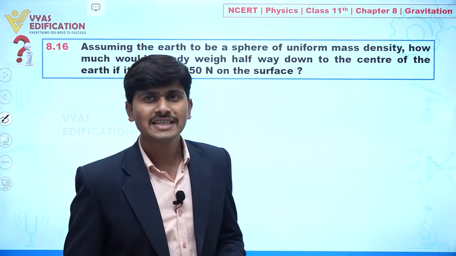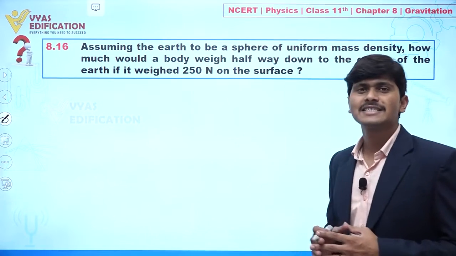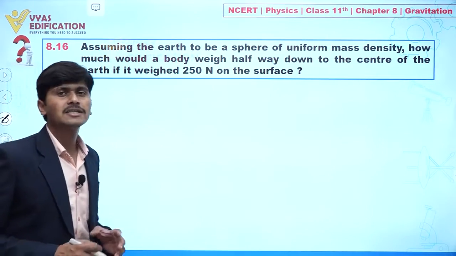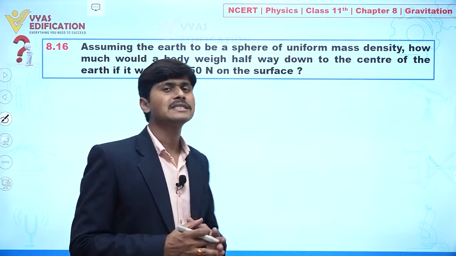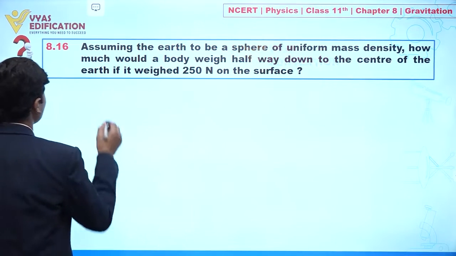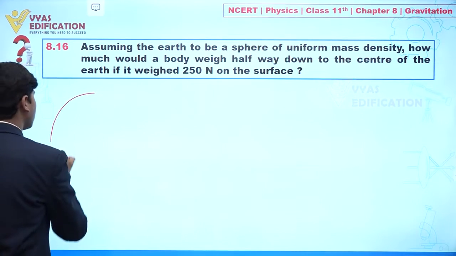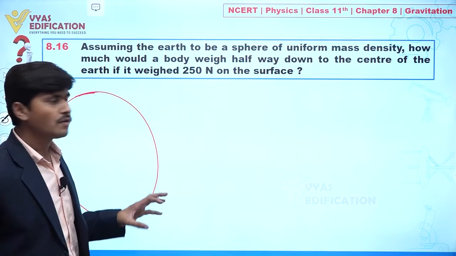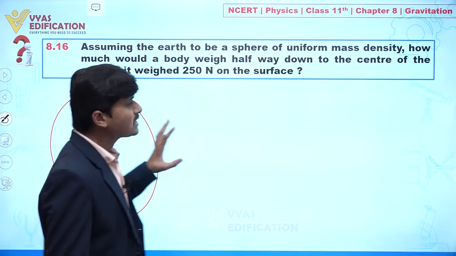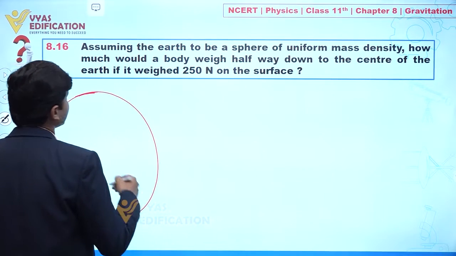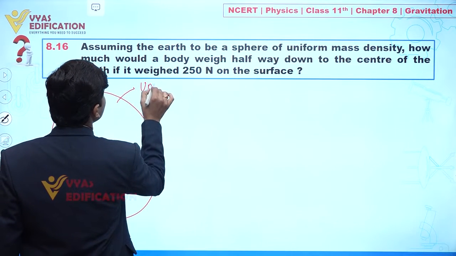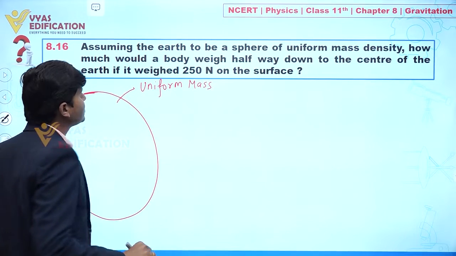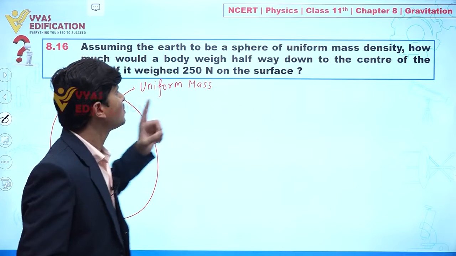Now we are going to discuss question number 8.16, and in this question it is given to you, assuming the earth to be a sphere of uniform mass density. Clear? So let's suppose I am drawing here earth. Let's suppose this is a diagram of earth. Clear? For example, this is earth, and let's suppose we are assuming this earth as a sphere having uniform mass. So uniform mass. Fine. How much would a body weigh halfway down to the center of earth?